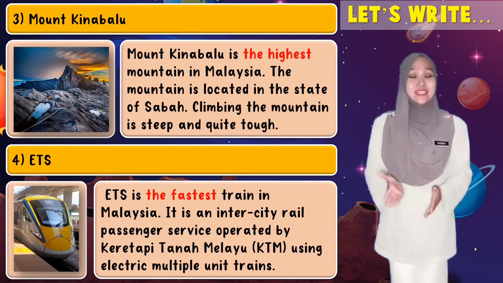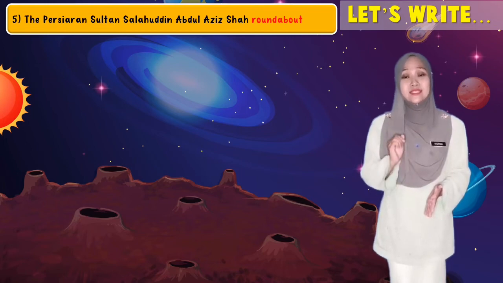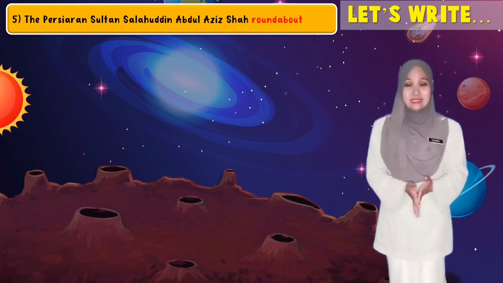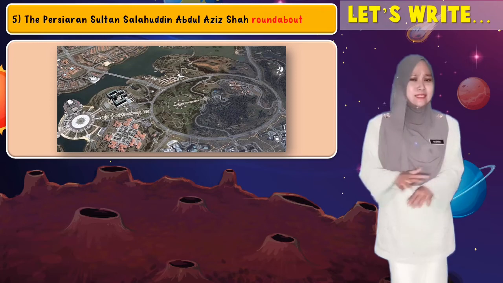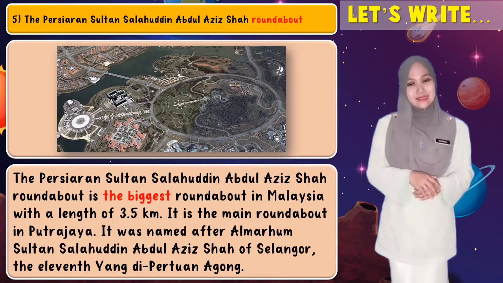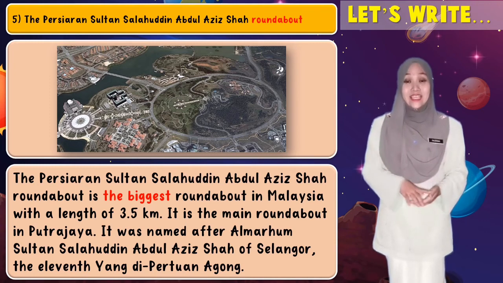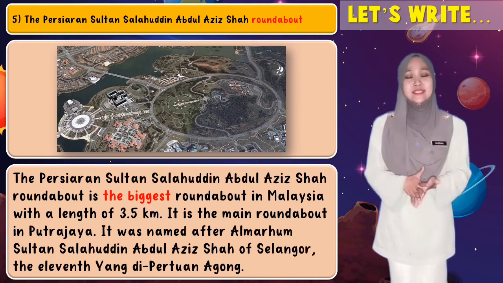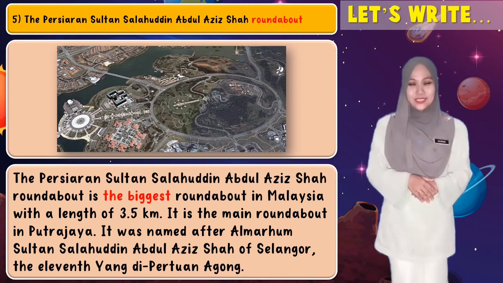Let us write about the last picture, that is picture number 5. The Persiaran Sultan Salahuddin Abdul Aziz Shah roundabout. You may write about the Persiaran Sultan Salahuddin Abdul Aziz Shah roundabout like this. The Persiaran Sultan Salahuddin Abdul Aziz Shah roundabout is the biggest roundabout in Malaysia with a length of 3.5 kilometers. It is the main roundabout in Putrajaya. It was named after Almarhum Sultan Salahuddin Abdul Aziz Shah of Selangor, the 11th Yang di-Pertuan Agong.